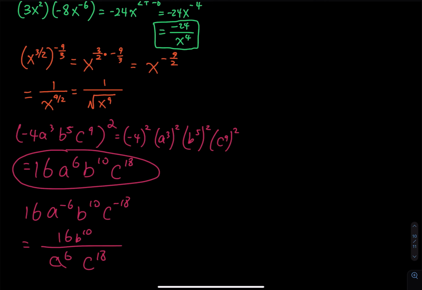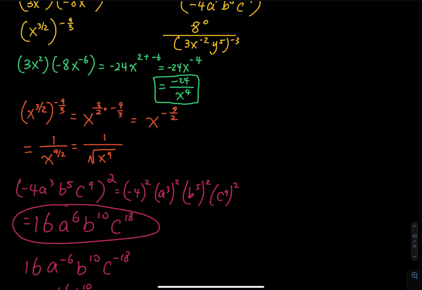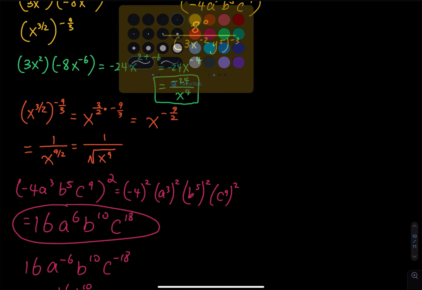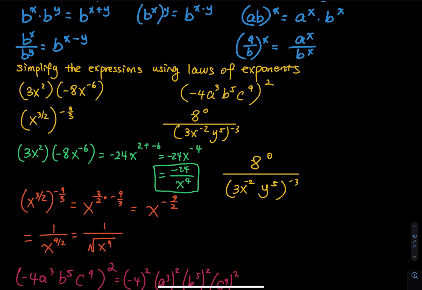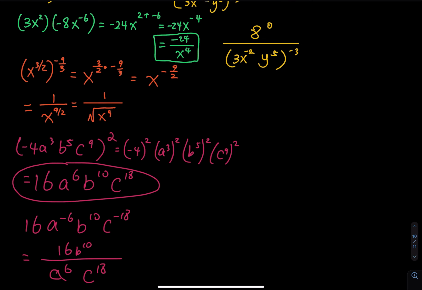All right. And then the last one looks very complicated. So we have 8 to the 0 power, that is clearly equal to 1, and then divided by 3x to the negative 2, y to the 5th, and then raised to the negative 3. All right, did we use all the rules? Yes, we did. Okay, first of all, the top is equal to 1, right? Any non-zero base raised to the 0 power is equal to 1. And then what else? You distribute the negative 3, right?